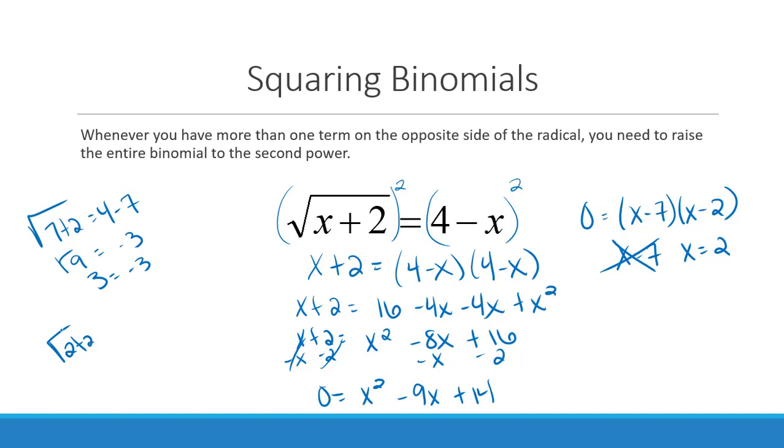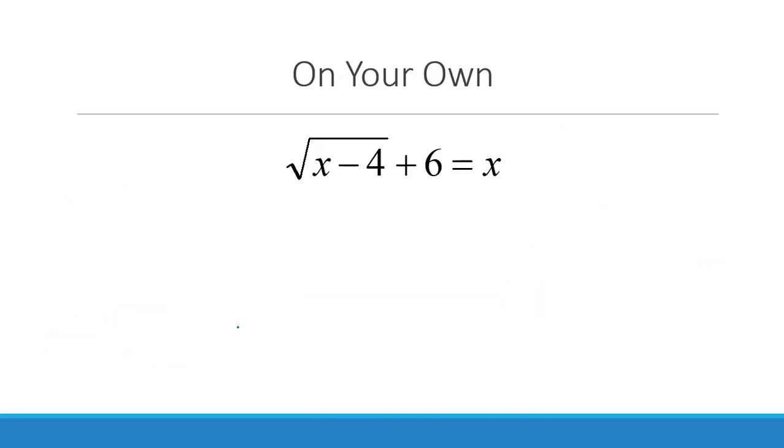So 2 plus 2. The square root of 2 plus 2 is the square root of 4. Does that equal 2? Yes, it does. So 2 is my only solution that works. I want you to try one like this on your own, and when you're ready, hit play to check your answer. So this one I'm going to subtract 6 because I do want to get the radical by itself.